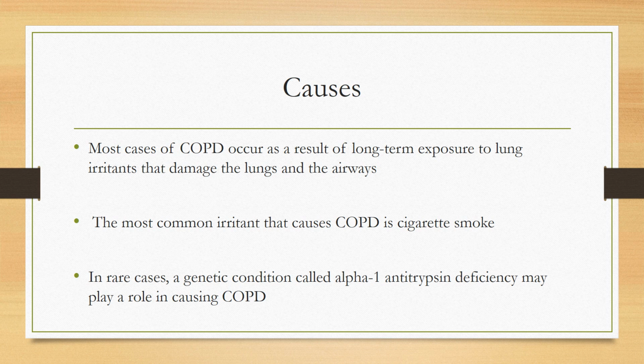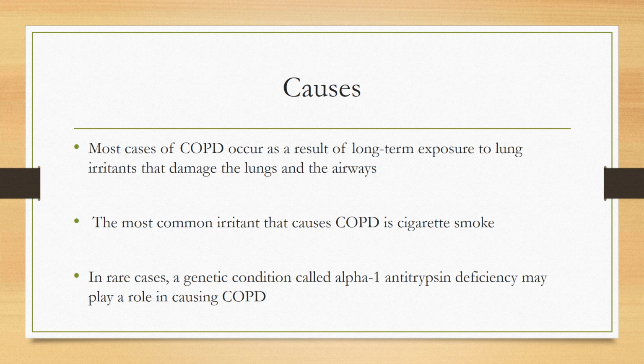Most causes of COPD occur as a result of long-term exposure to lung irritants that damage the lungs and the airways. The most common irritant that causes COPD is cigarette smoke. In rare cases, a genetic condition called alpha-1 antitrypsin deficiency may play a role in causing COPD. People who have this genetic condition have low levels of alpha-1 antitrypsin, which is a protein made in the liver. Having a low level of the AAT protein can lead to lung damage and COPD.